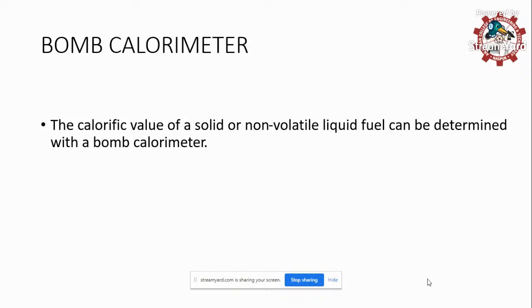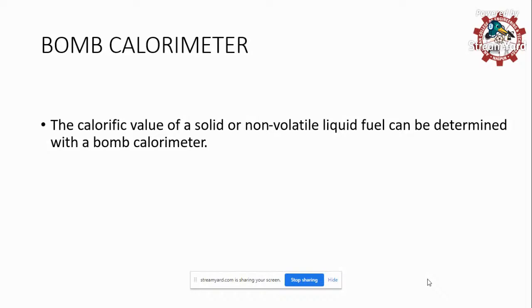Okay, no worries. Let me explain. Just break the word into calorie and meter. Yesterday, in the last class, I told you about the calorific value. So calorie is related to the calorific value. Meter is nothing but a way by which we can measure. It is the way by which we can do the measurement. So when we measure the calorie, that instrument is known as calorimeter. In other words, an instrument which is used to measure the calorific value of a given component is known as calorimeter.